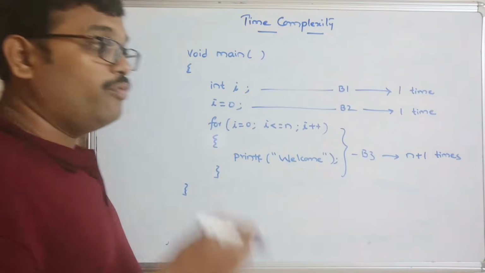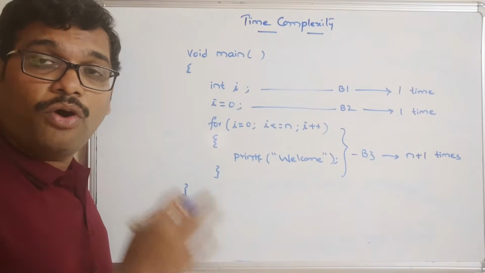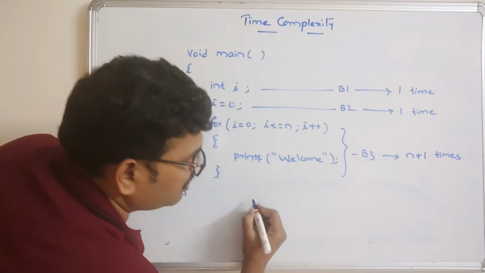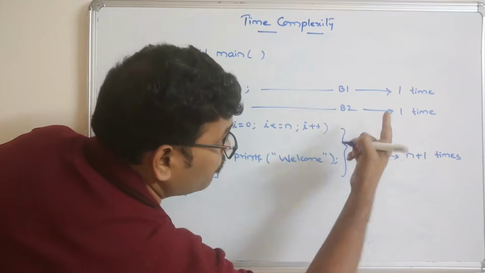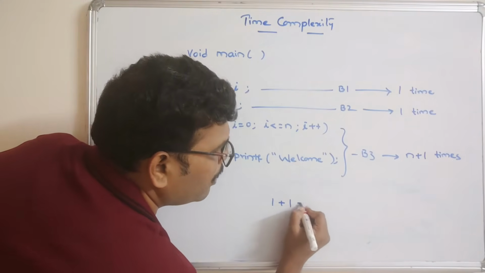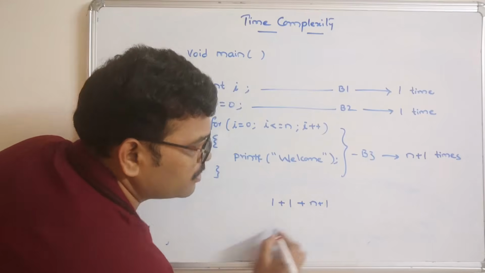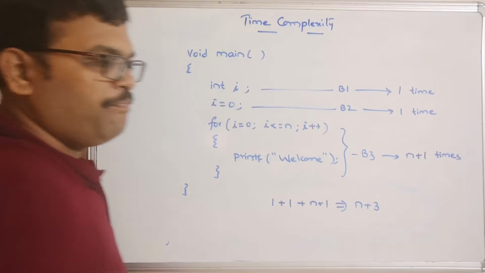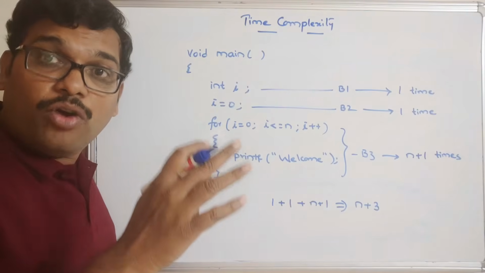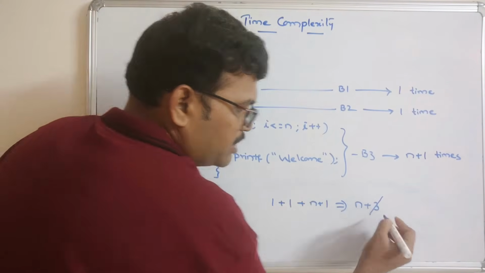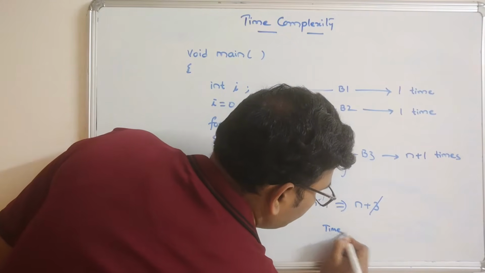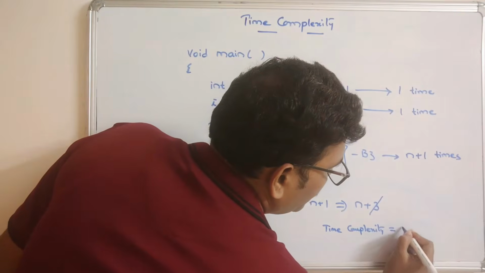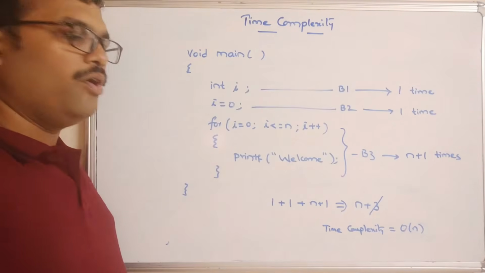So what we have to do is add the time complexities of all the blocks. We add 1 plus 1 plus n plus 1. How much do we get? n plus 3. And then we have to avoid the constants, right? So avoid these constants, and the time complexity will be order of n.